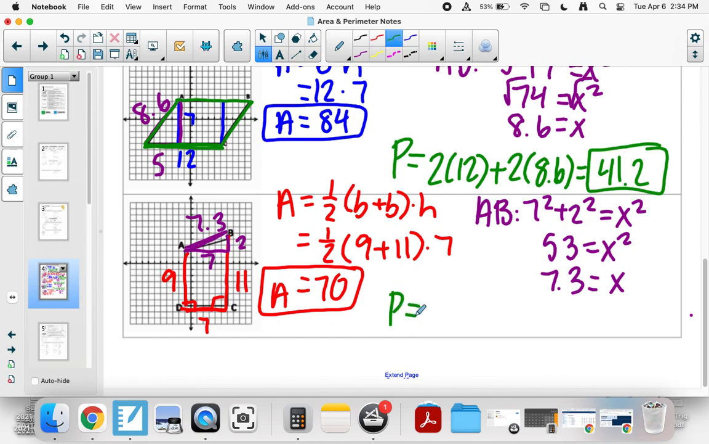So when it comes to perimeter, what numbers am I adding up? 7 and 7. What else? 11 and 9. Anything else? 7.3. 34.3?